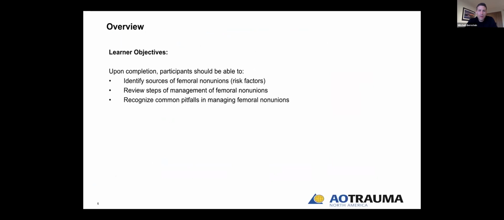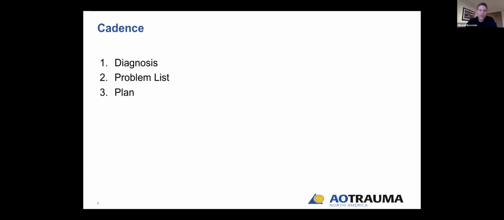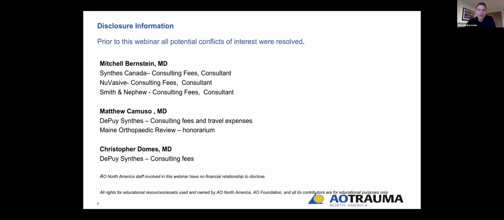At the end of today's webinar, you should be able to identify sources of femoral nonunions and really identify what the risk factors were for this patient to have a femoral nonunion and potentially avoid those in the future. You'll be able to review steps in management of femoral nonunions, and we'll go over some pitfalls in management. We're going to have a very specific rhythm with these cases. You're going to hear from Matt and Chris. They're going to go over a diagnosis, generate a problem list for each case, and then they're going to have a plan that follows the problem list. We've been very strict to make sure that each lecture follows this cadence and rhythm. You don't have to use that in your practice, but it's a way to come up with a diagnosis and force yourself to treat all the issues that are going on with the nonunion.